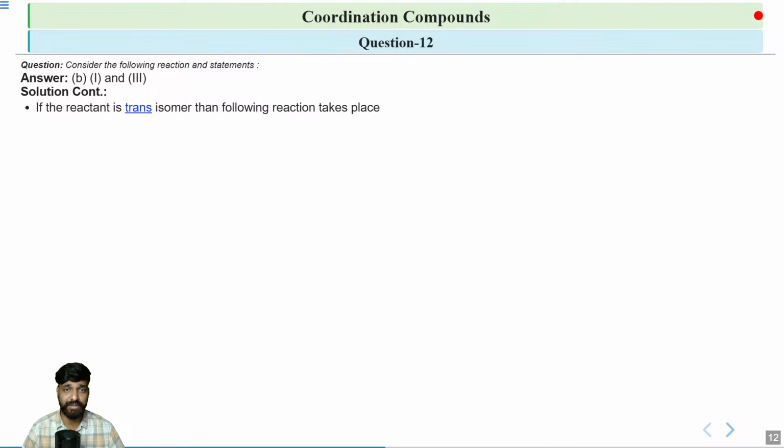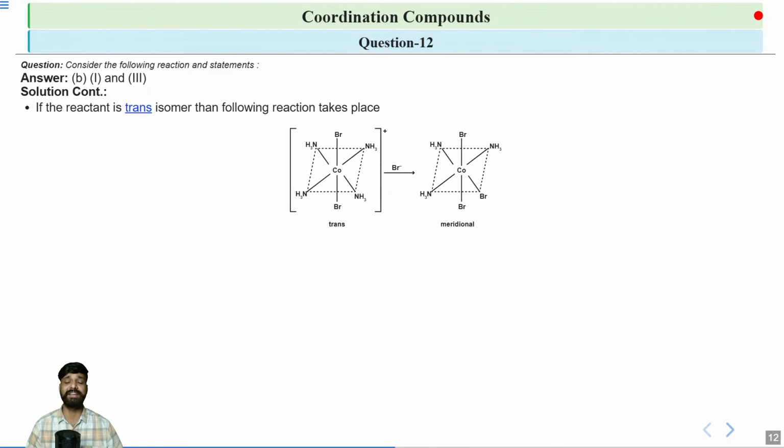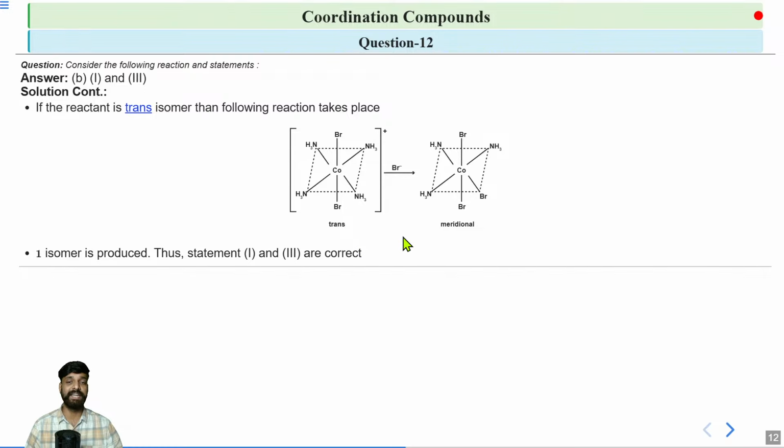So if the reactant is a trans isomer, then the following reaction is taking place. See, here we have taken the trans one. One Br is present at the up part, one at the down part, meaning the corresponding angle is 180 degree. Now, if you have to remove the NH3, what will happen? This NH3 will be removed and Br will be introduced here. So in this case, we are getting a meridional. So we are not getting facial and meridional both. Therefore, the correct answer would be 1 and 3.